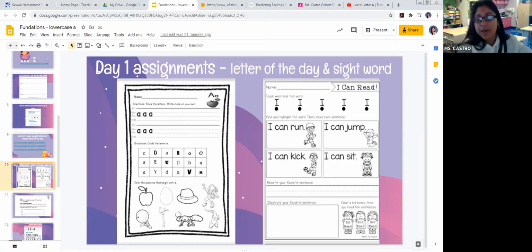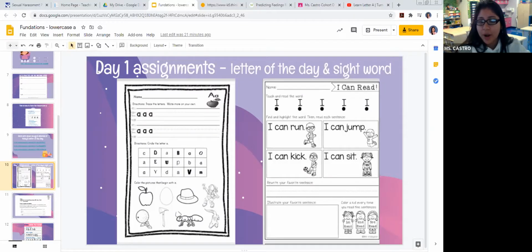Okay? Then for the sight word, you're going to touch and read the sight word with your magic finger. So these black dots, you need to put your magic finger on those black dots and read the sight word. I. And then in the next section, you're going to look for the sight word I in the sentences, and then you're going to highlight it. So you can actually circle it, okay? And then you read the sentence. Look at the pictures to help you figure out what the sentence says.